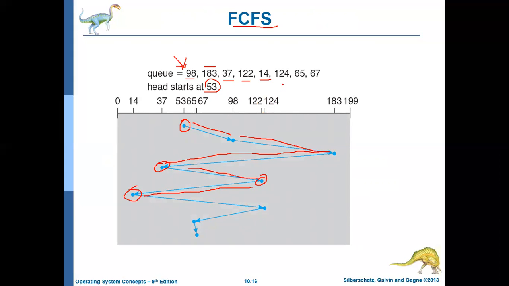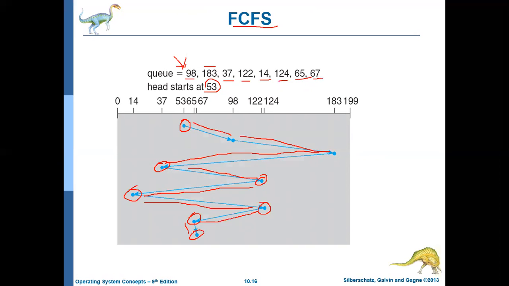Okay. The next location is 124. So again it moves to location 124 and accesses the data at location 124. Okay. The next location to access is 65. So again it goes to location 65 and accesses the data at location 65, and the last location is 67. So now it goes to location 67 and accesses it.